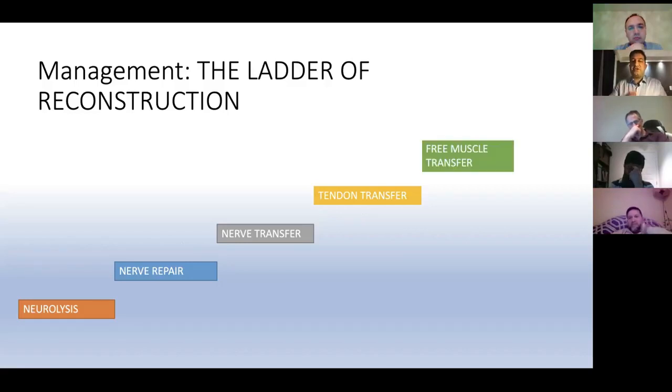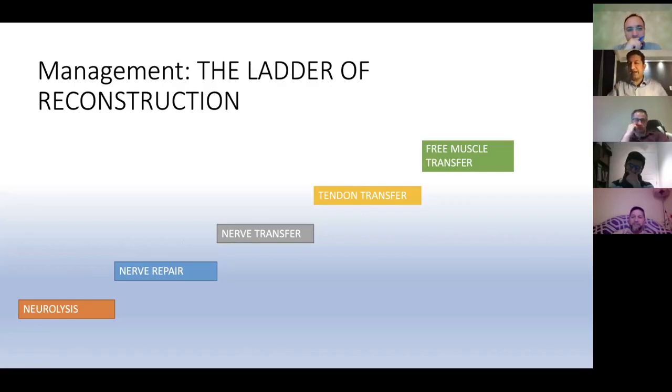And finally, you do what's called a free muscle transfer, where it's like a free flap in plastics, and you need plastic surgeons to do this, where you're essentially taking a muscle from somewhere else. You might even take something like gastrocnemius or gracilis or whatever it is, and you take it with its pedicle and plumb it into the area.